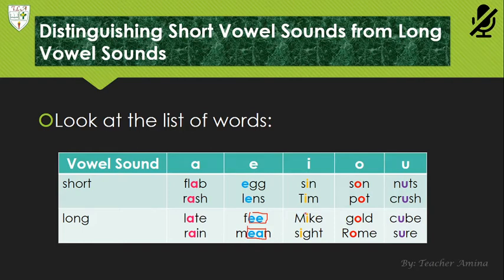Next, for long I, it's mice and sight. For O sound, it's gold and Rome. And for U sound, it's cube and sure.